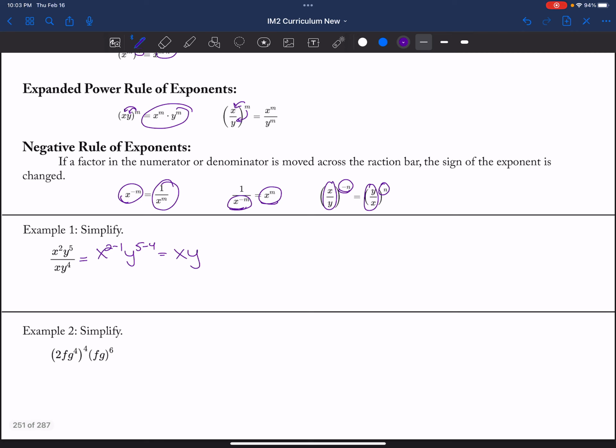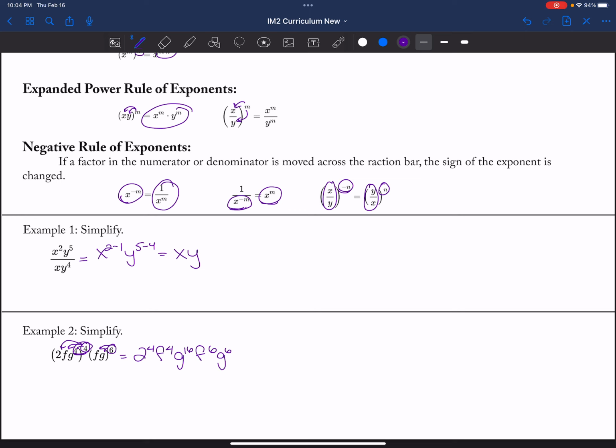And then here, I'm going to distribute my fourth exponent to all of my terms here, and my sixth exponent to all my terms. So I get 2 to the 4th, f to the 4th, g to the 16th. So I'm multiplying my 4 times 4. And then it's f to the 6th and g to the 6th.